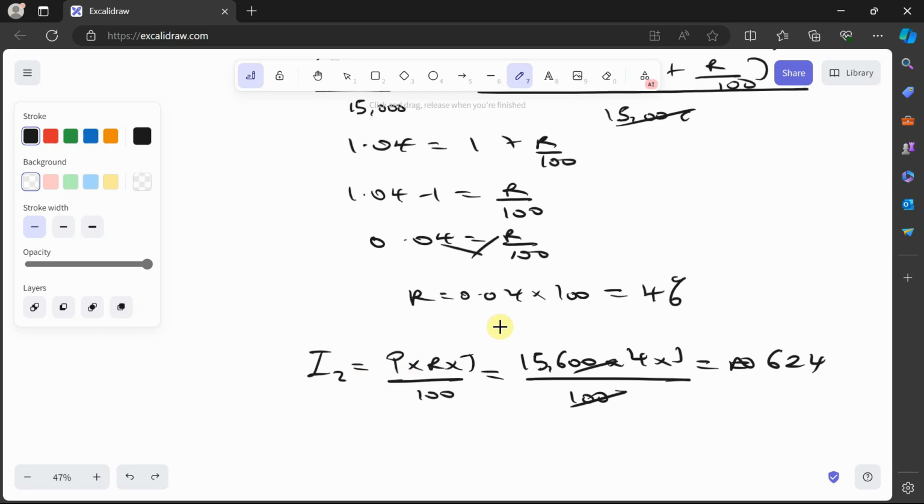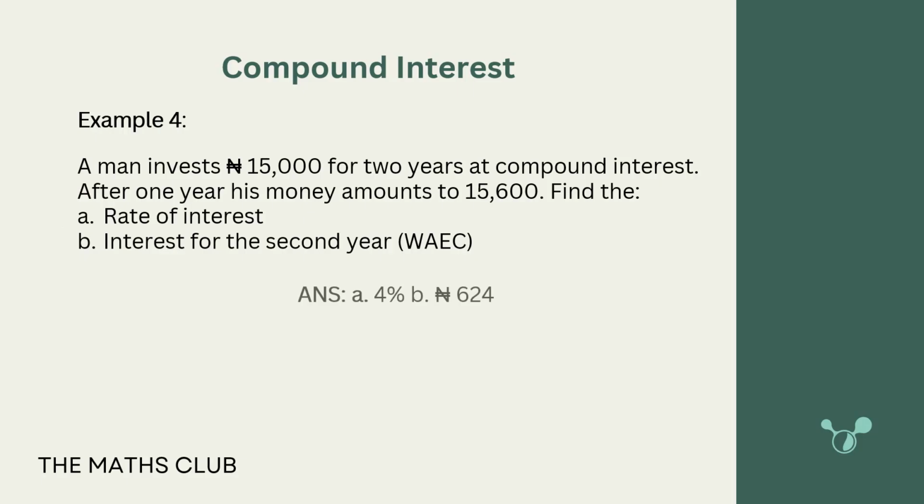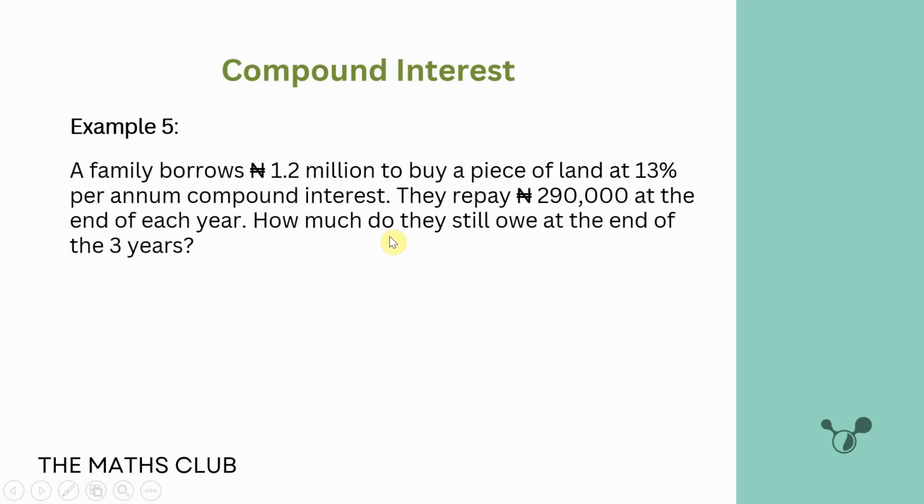Even though this is the formula for simple interest, you can always just use it when it's just 1 year. So if you check our answer, let's see if we're actually correct. Yeah, so you can see 4% and then 624 naira. Well done to us.